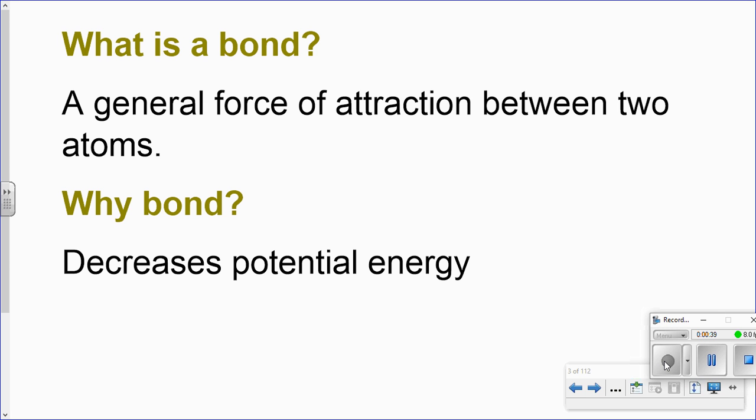And why does bonding occur? Because it decreases potential energy. Single atoms tend to have a ton of energy, and we want to bring that energy down by reacting. When we react or cause bonds to occur, we end up with something that has lower potential energy and is definitely more comfortable, if you could use those terms. But that's why bonding occurs: to lower potential energy.